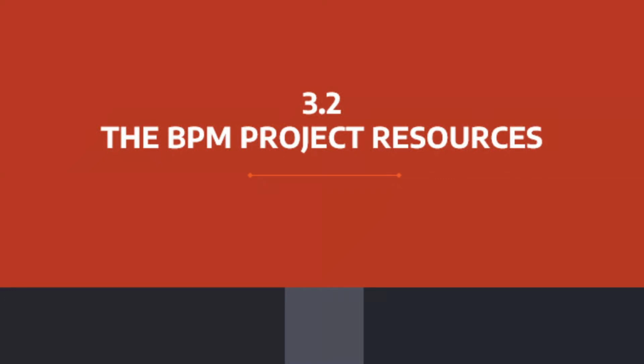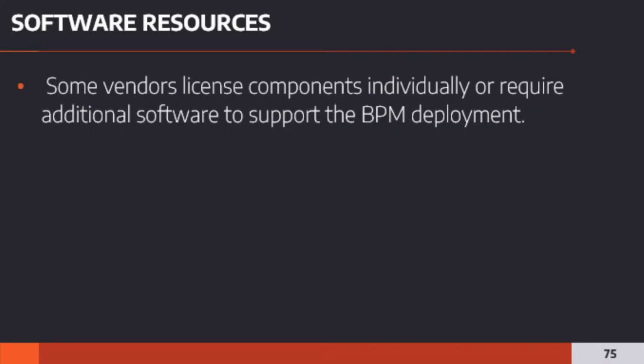You need to allocate a certain level of resources to your BPM project. Typically, these resources include the basics. Even though it is automated, we still have the hardware, the software, and the peopleware. Now, just a quick one. For software resources, software vendors license components individually or require additional software to support the BPM deployment. So, some vendors, I think Microsoft will probably require you to license components, right? Or other licenses to support your deployment.